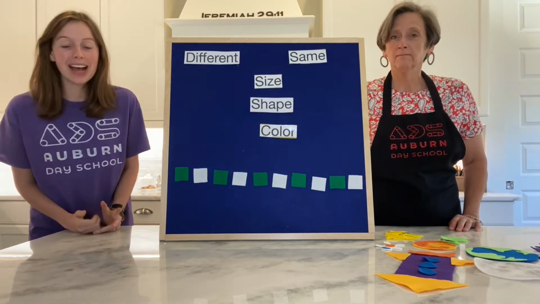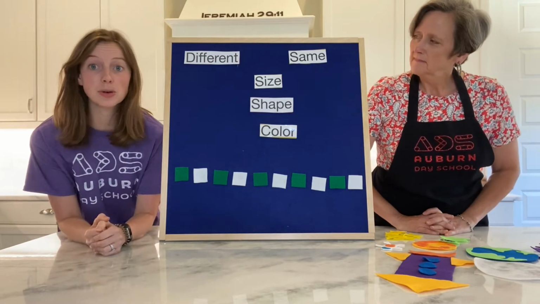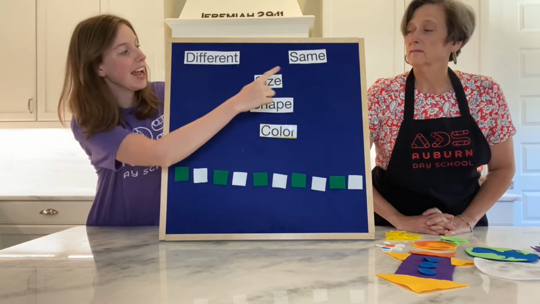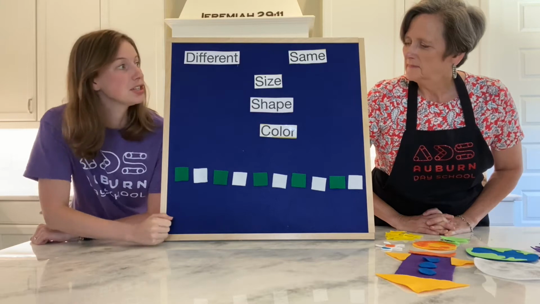We are so excited you're joining us for the second part of our unit on patterns. Remember last week we talked about patterns and how it's important to sort things so you can make a pattern. That means looking to see how things are different and the same. Let's take a look at our pattern on the bottom of the board to review.